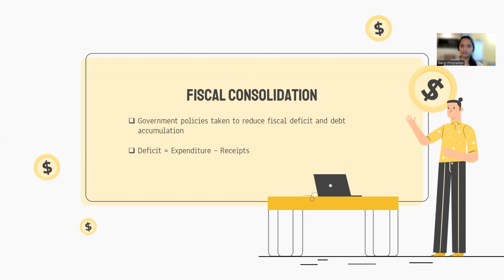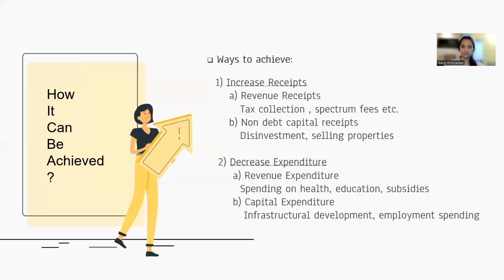So, whenever the deficit increases, what happens is expenditure is more than revenue. So, how we can reduce the fiscal deficit? There are four ways to reduce the fiscal deficit. The first two ways include increasing of revenues. How to increase revenue? There are two types: revenue receipts and non-debt capital receipts.